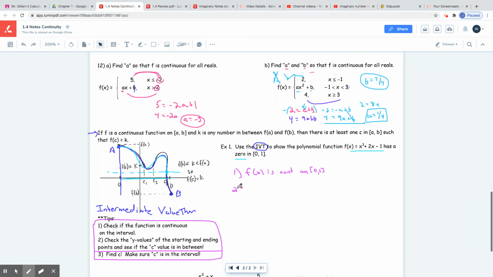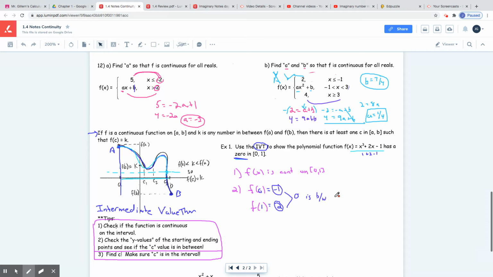The second thing you're always going to do is plug in the beginning and end of the interval into your function. In this case, it is 0 and 1. We're going to get the y values for when we plug in 0 and 1. When I plug in 0, I get -1. When I plug in 1, I get 1 plus 2 minus 1, which is 2. So I get -1 and 2. I'm checking to see if 0 is in between those two y values. It is, so we're good.